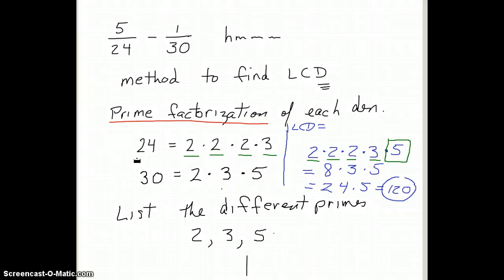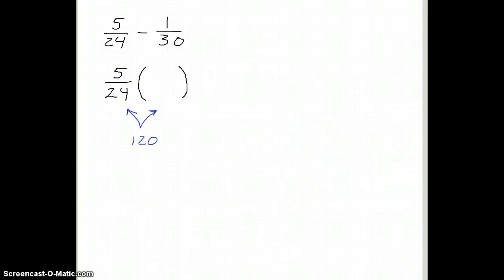What's missing out of 24 is the 5. If I took 24, this number 2 times 2 times 2 times 3, and multiplied it by 5, I'd have my lowest common denominator. So just by looking at these prime factorizations, it's easy then to go back and say, well, what I need here is to multiply by 5. 24 times 5 gives me 120. Remember, I need to multiply by the number 1, that is 5 over 5. So now, if I multiplied the numerator by 5 and the denominator by 5, I would have a fraction for the first piece of this subtraction that had a denominator of 120.